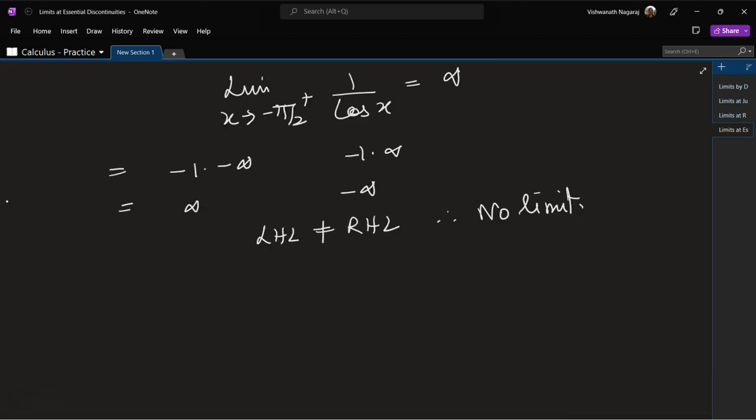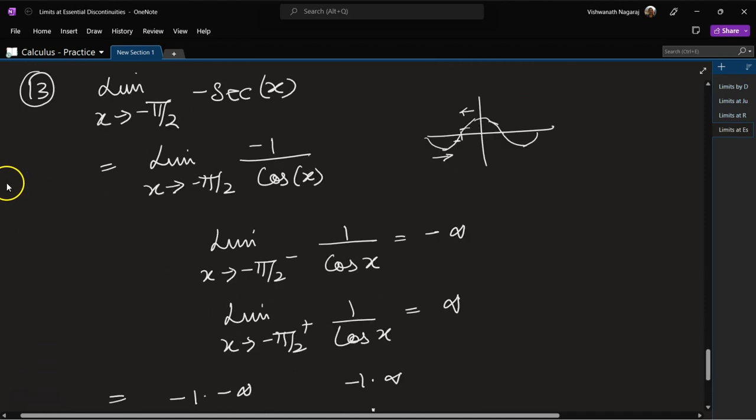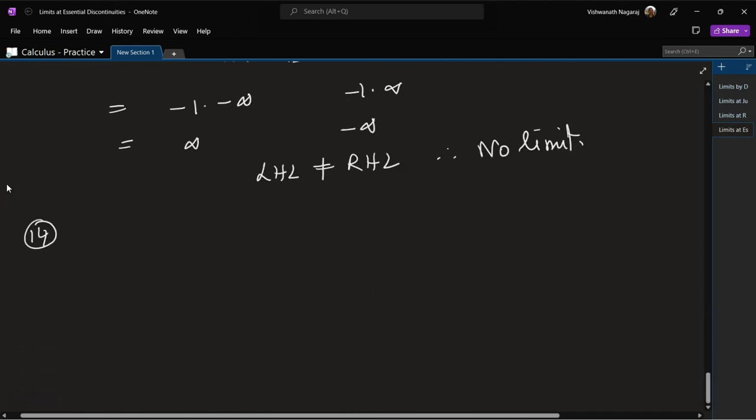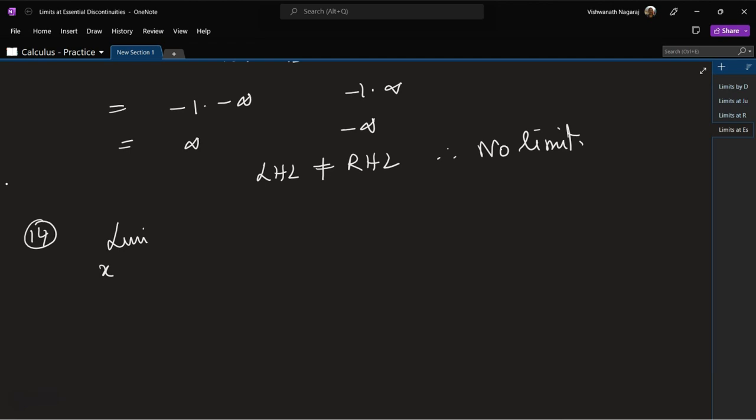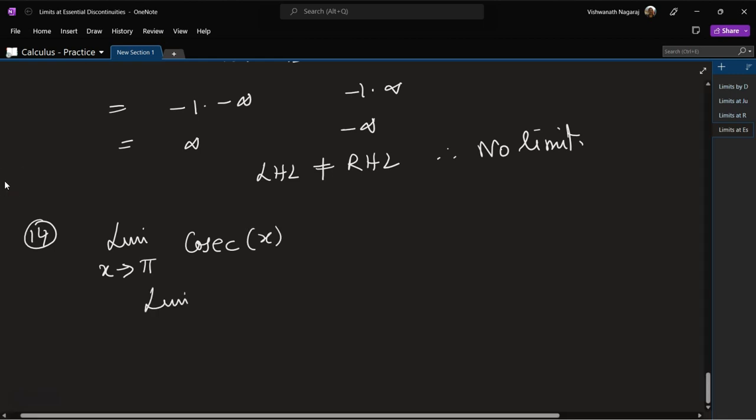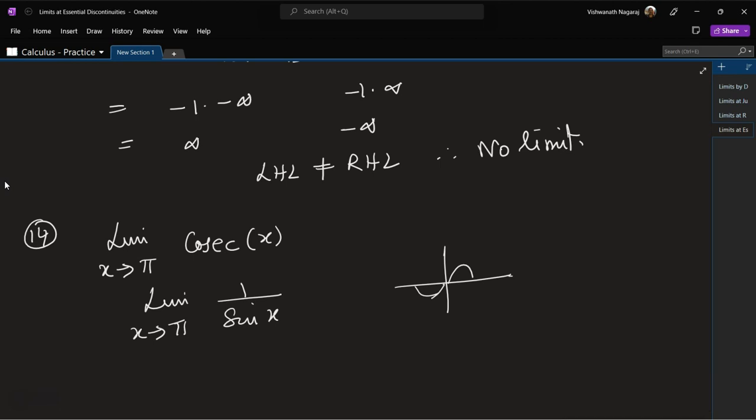Okay. Let's look at the 14th one. Is it the 14th one? Yes. Now limit as x approaches pi of cosec x. Pretty straightforward. This one is limit as x approaches pi of 1 by sine. So again, start doing this. What happens is as you keep drawing it, it will tend to stick. Okay.